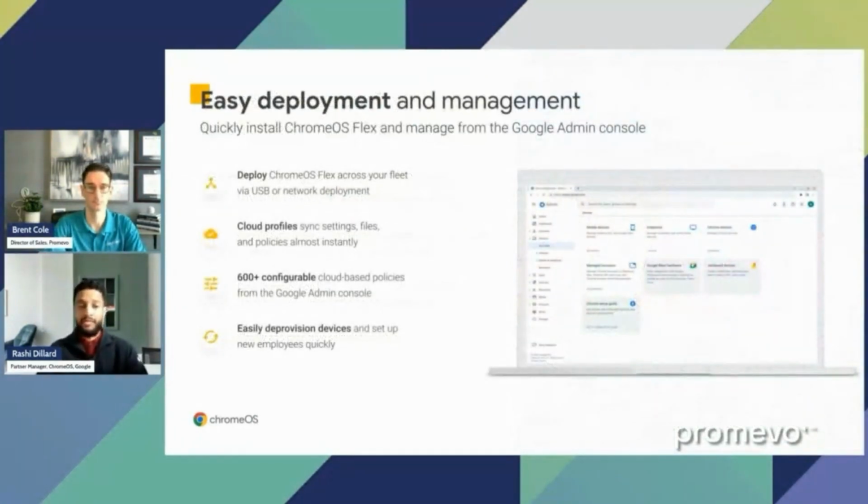To touch on the easy deployment and management, you can deploy ChromeOS Flex across your entire fleet using a USB or network deployment. You can set up cloud profiles, you sync settings across users, across organizations, files, and policies are also put out instantly. There are over 600 configurable cloud-based policies from the Google Admin Console, and it's all managed from one pane. You can easily deprovision devices, remotely wipe, and also push out updates across an entire fleet of devices through this Admin Console, making setting up new employees very easy.